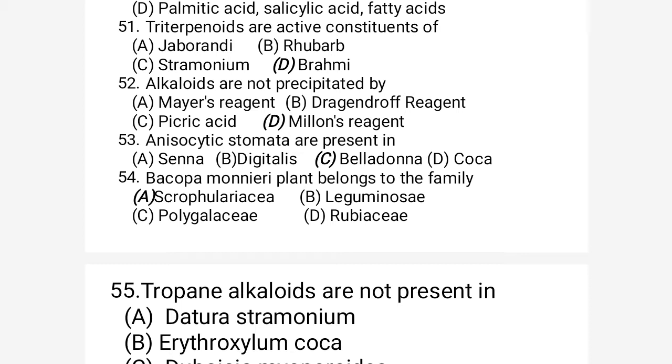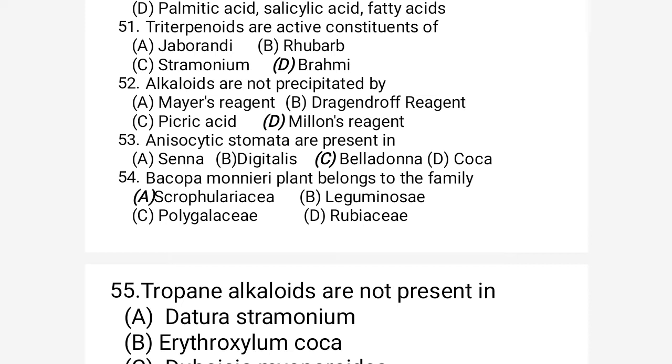Next, 52, alkaloids are not precipitated by. So we have to find out which alkaloid reagent can be used to identify the alkaloids. Alkaloid reagents can precipitate the alkaloids. Mayer's reagent is an alkaloid reagent, Dragendorff's reagent is an alkaloid reagent, picric acid, Hager's solution, again an alkaloid reagent. But Millon's reagent is used for the identification of protein. We have to find the one that does not precipitate alkaloids. So the correct option is Millon's reagent, because it gives a color reaction with proteins. So the correct option would be D.